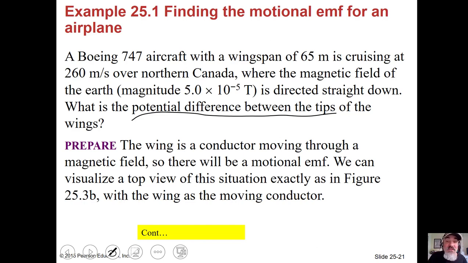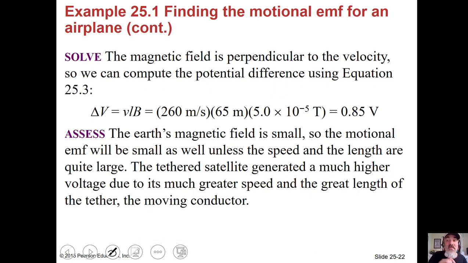A conductor moving through a magnetic field will get this motional EMF. Oh, so this is quite a bit actually. 260 meters per second, wingtip 65, Earth's magnetic field 5 to the minus 5th Teslas. Put it all together and you get 0.85 volts. So quite a bit. You'd have to take that into consideration.